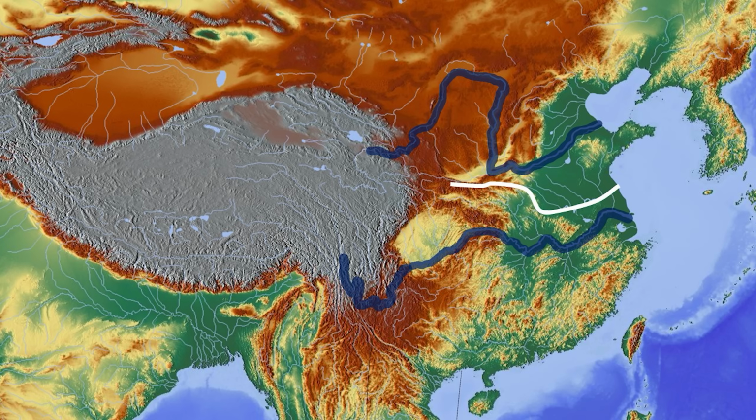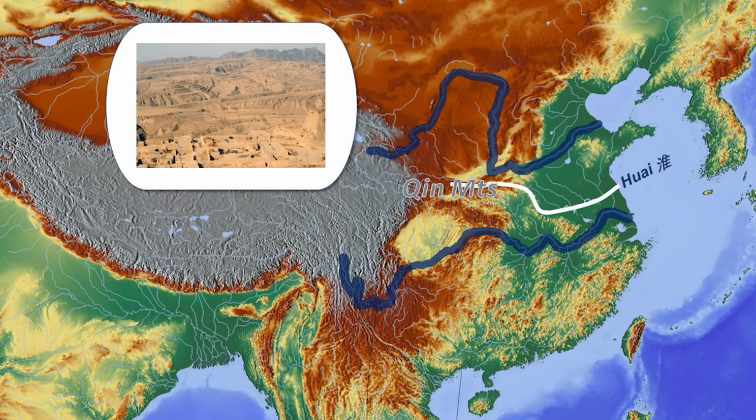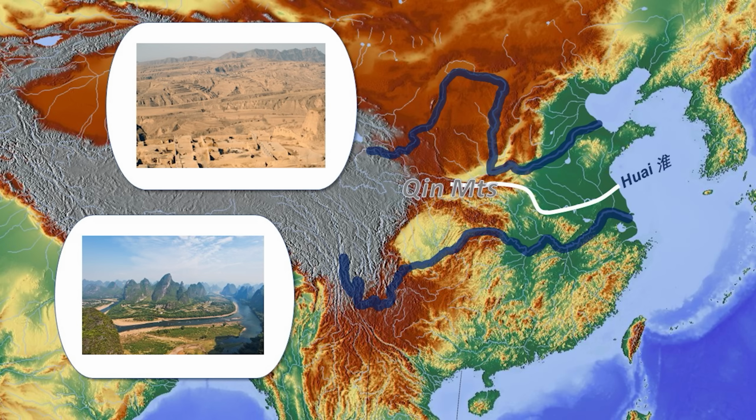The main boundary between north and south lies in a line formed by the Qin Mountains and the Huai River. North of this line, the climate is much colder and drier. It snows in the winter, and wheat is currently the main staple grain. South of this line, the climate is much warmer and wetter. It rarely snows in the winter, and rice has traditionally been the main staple grain.